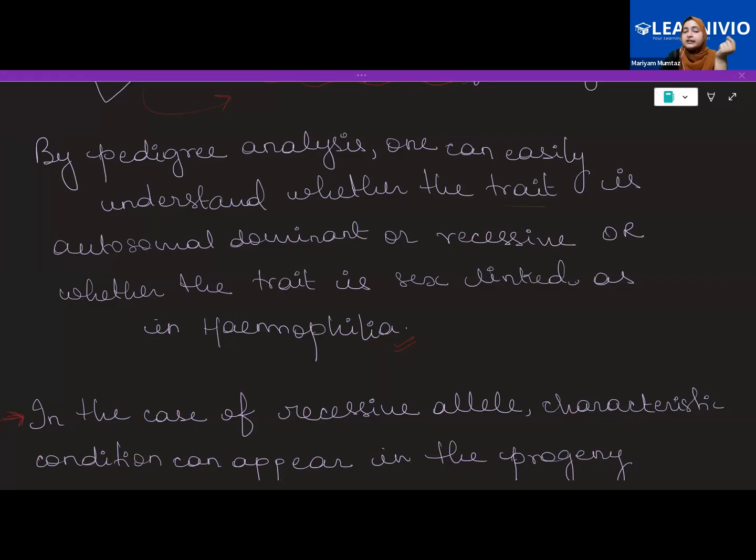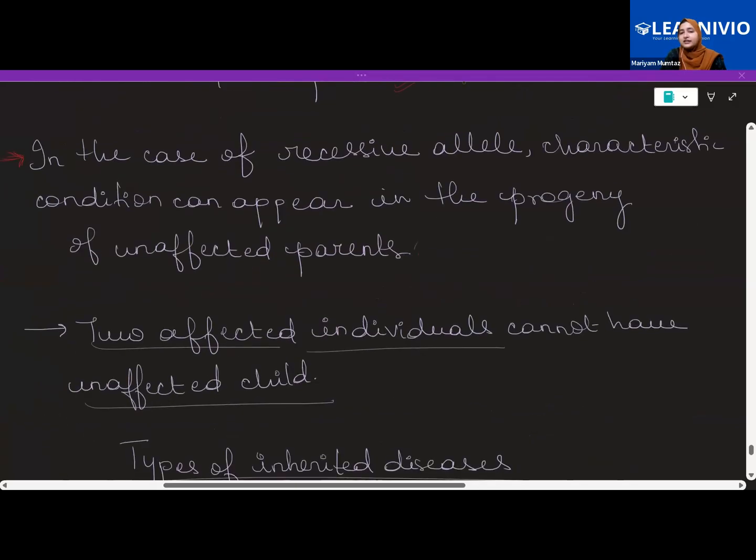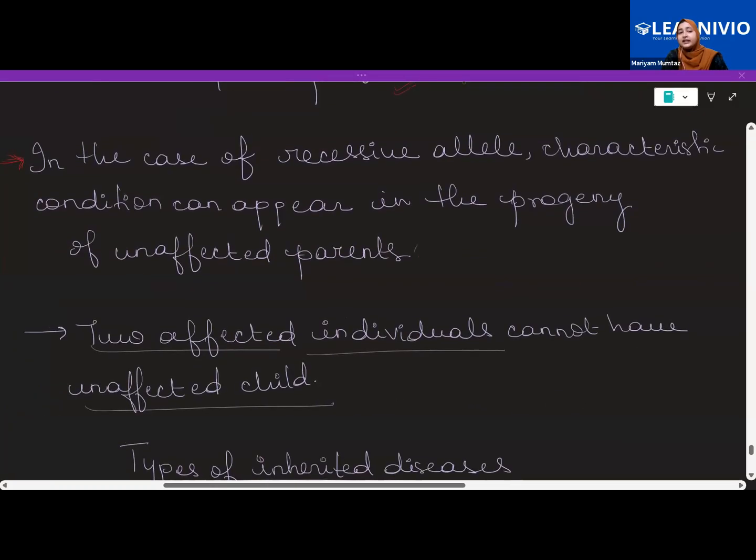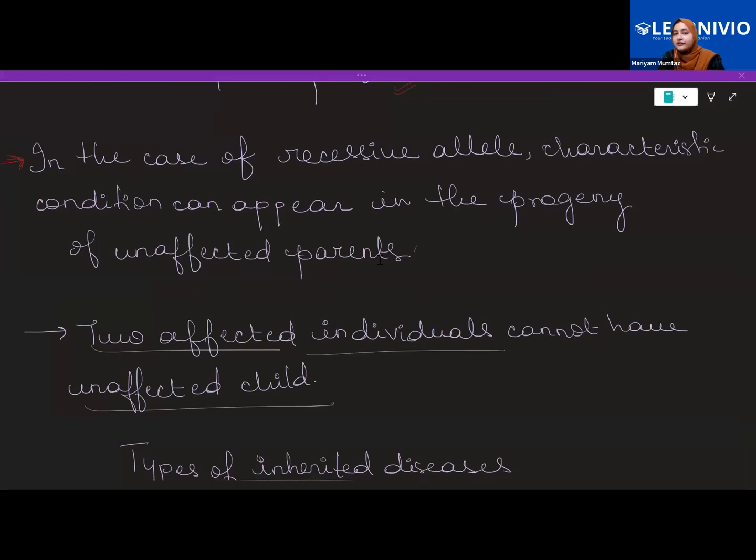By pedigree analysis, one can easily understand whether the trait is autosomal dominant or recessive. Other than that, we also see whether the trait is sex-linked, whether it is coming from the female side or the male side. In the case of a recessive allele, the characteristic condition can appear in the progeny of unaffected parents. Later on, it could be expressed in the homozygous form.